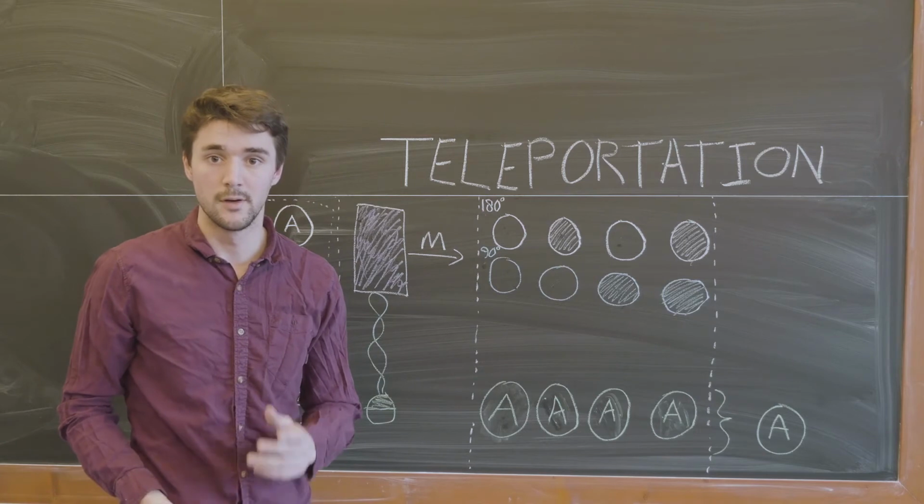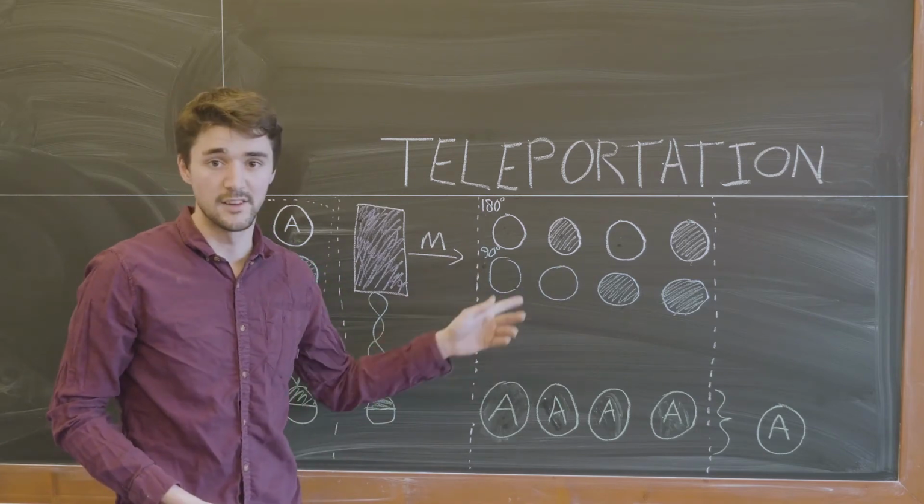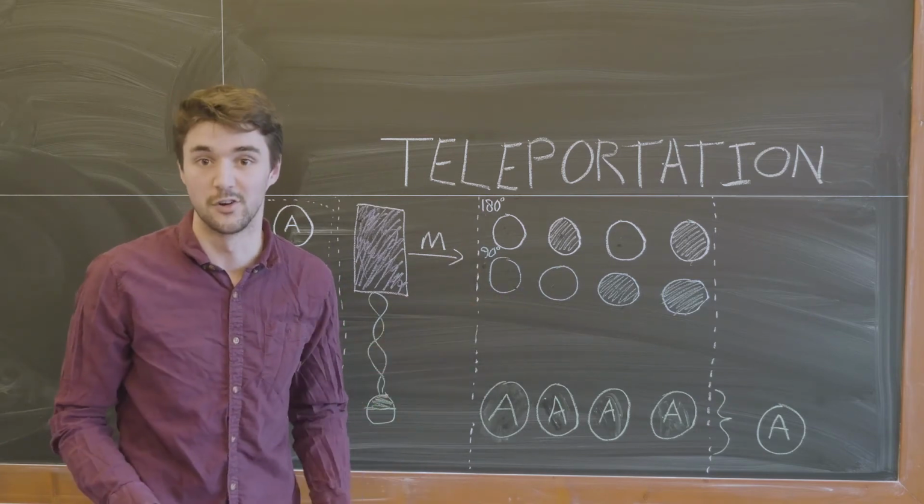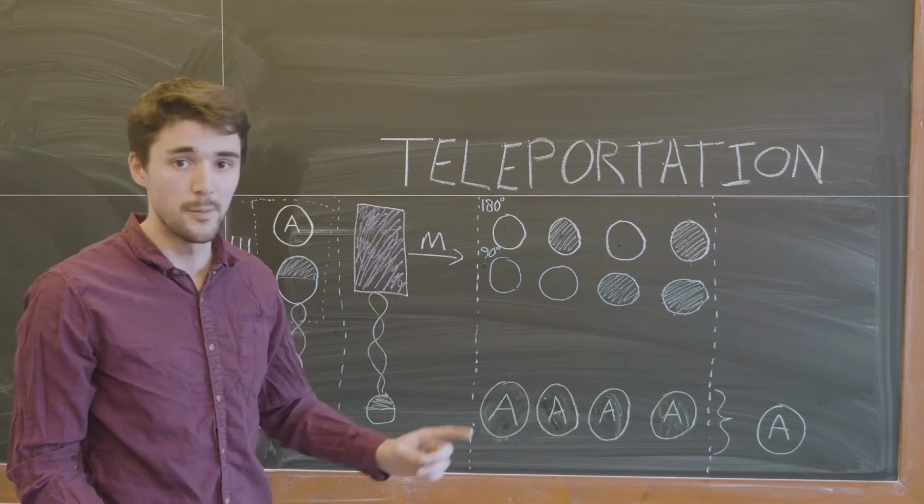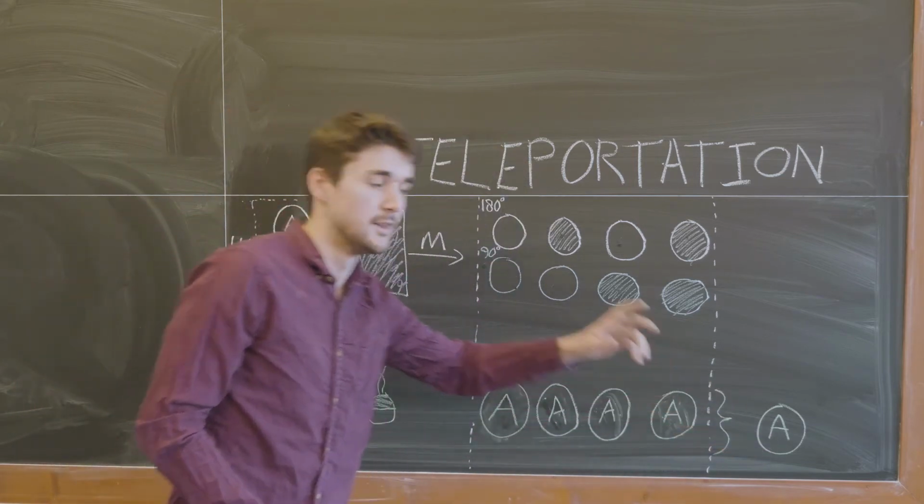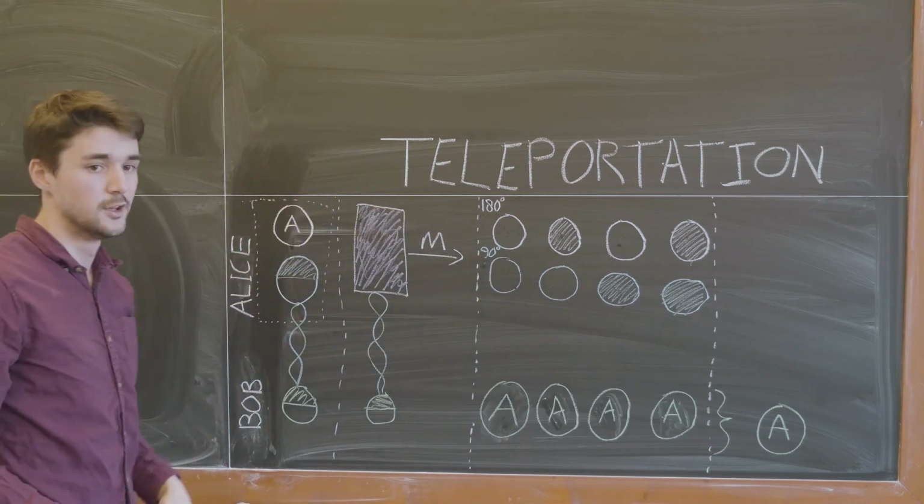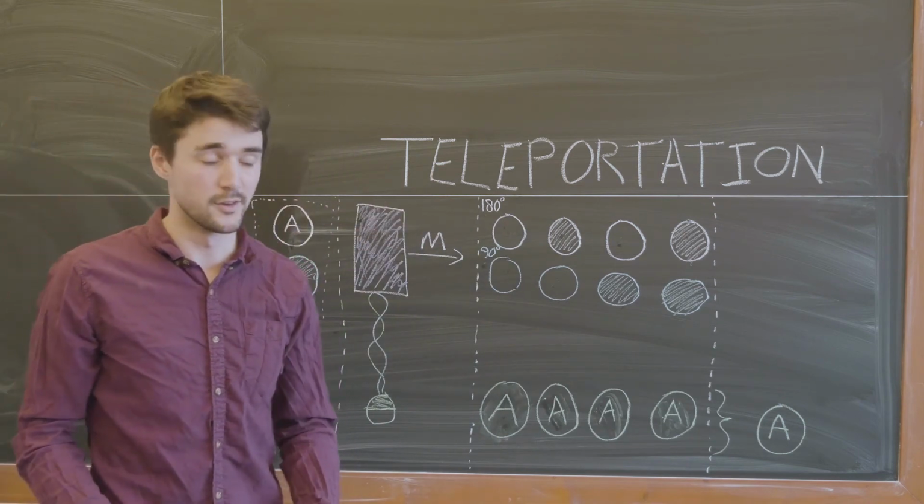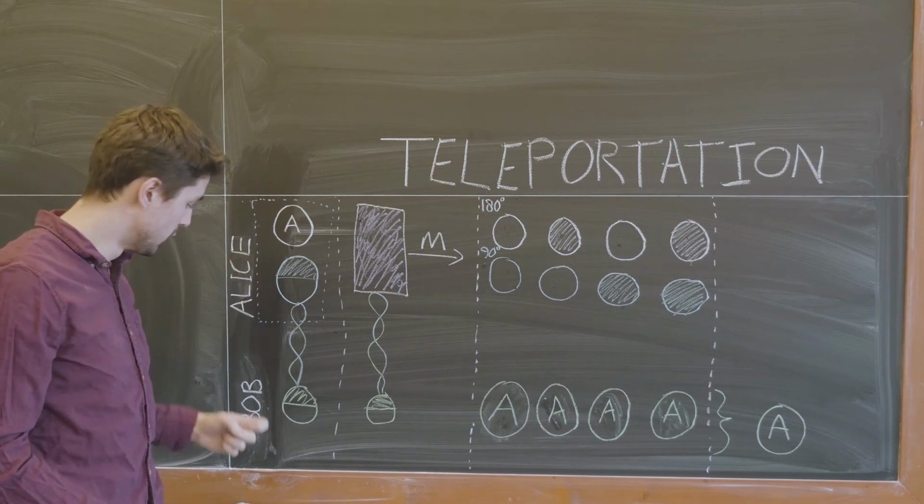So if Bob follows the orders of Alice correctly, and Alice of course sends the correct information, Bob will always retrieve the quantum state A that Alice initially had. So the quantum state has been teleported from Alice's lab to Bob's lab.